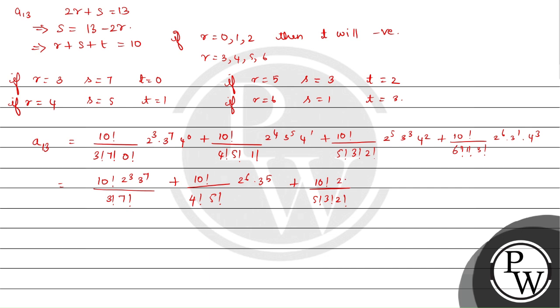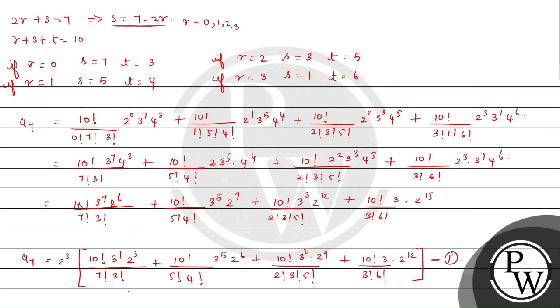So we will have 2 power 9 into 3 cube, plus 10 factorial divided by 6 factorial, 3 factorial, 2 power 6 into 2 power 6 is 2 power 12 into 3. Now this is the value of A13. Now substitute the value of A13 in equation 1.